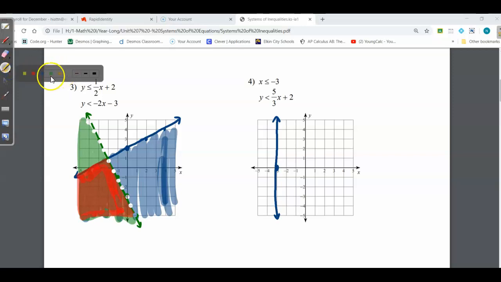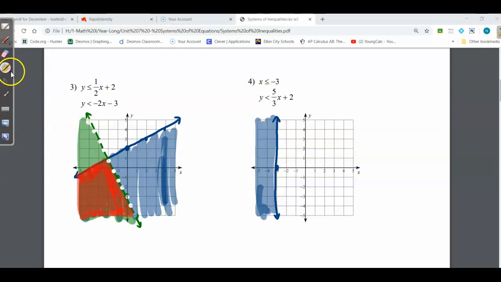Now, vertical lines are a little more difficult to figure out what's above and below because you only have left and right. So whenever this happens, the right side is above. That is the positive side. The x-axis is positive here, so that's above. And the left side is below. So here, less than or equal to, we need the numbers less than or equal to -3, so we choose the left side right here.